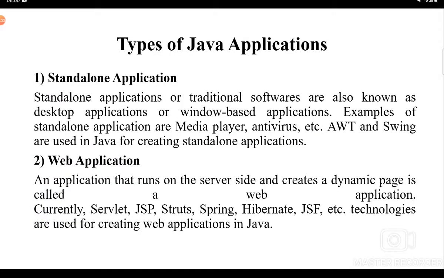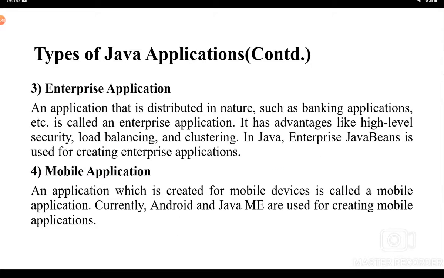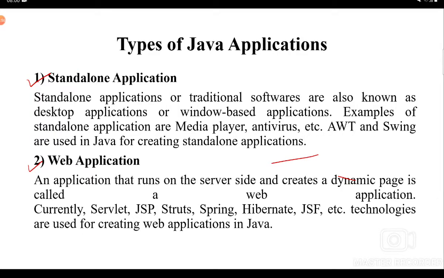Now talking about the different types of Java applications, these can be broadly categorized into standalone applications, web applications, enterprise applications and mobile applications. A glimpse of it we have already seen in our previous slide. However, here we will be talking in detail about standalone applications. These are just the desktop applications or window based applications which could be used in different types of devices. They are the traditional software which we use.